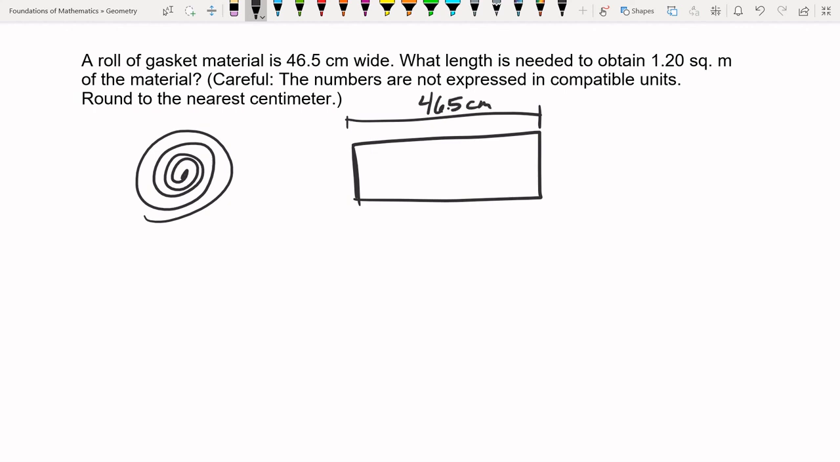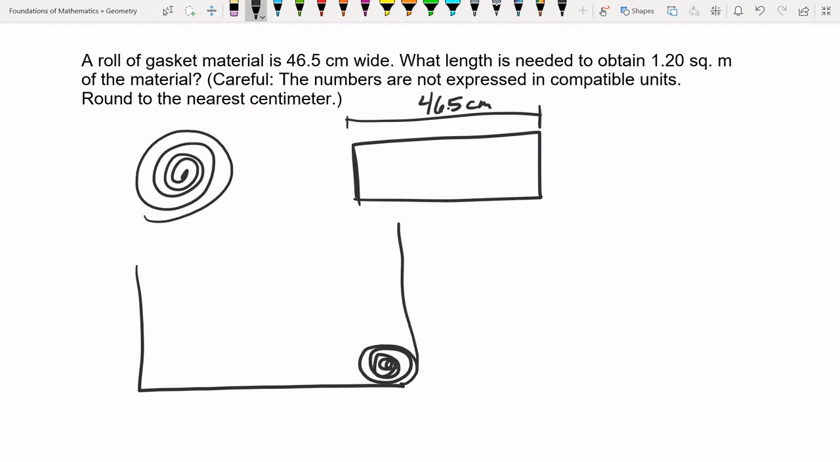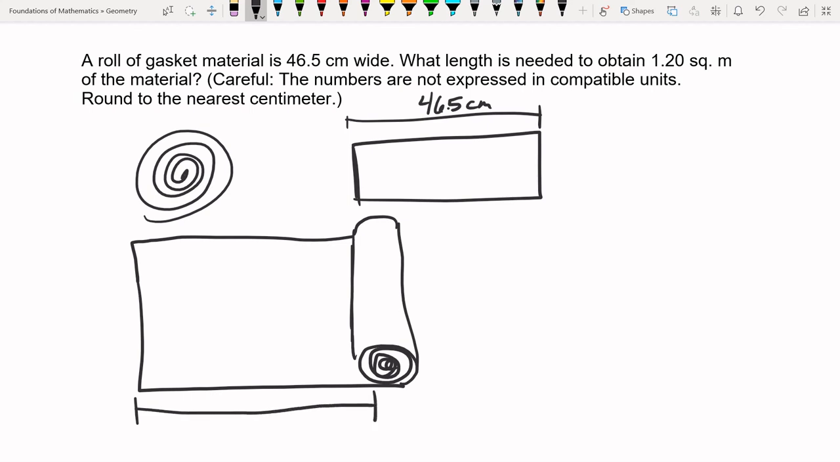Now we're asking how much do we have to unroll, right? We're going to just unroll it to some measurement here. We're asking how much do we have to unroll if this is going to be the width measurement. This is 46.5 centimeters. How much do we have to unroll so that we get a total of 1.2, so we need an area of 1.20 square meters, or meters squared.